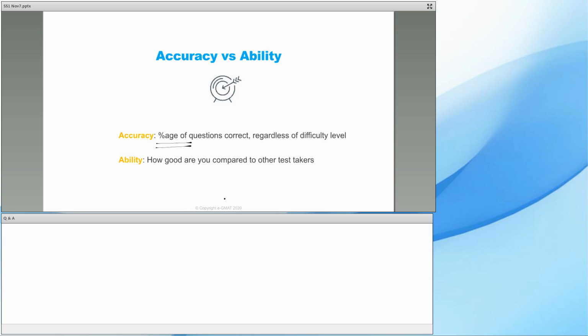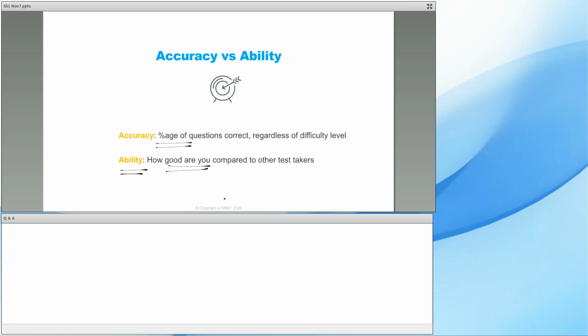It has no comparative status in it. It's just a pure number. All you're really saying is, I had an opportunity to get 10 right, I got 8 right, so my accuracy is 80%. And ability is a very different metric. It is a comparative metric. It compares you to the other test-taking population, or to other people who do the same activity.